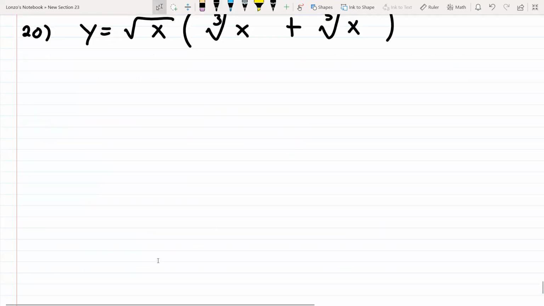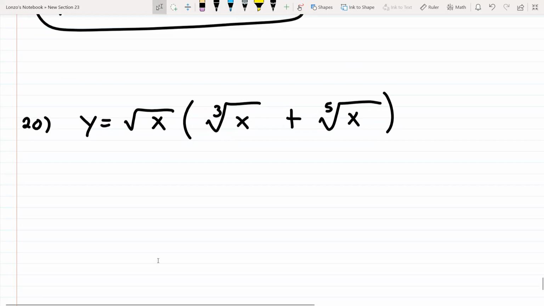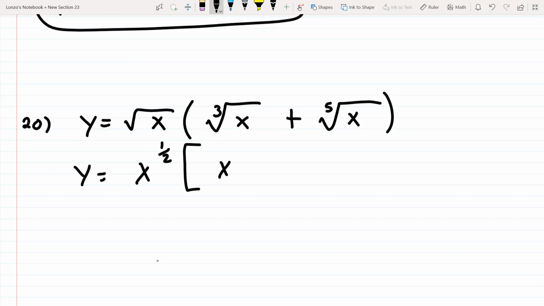Okay, last one, 20. What I would do is write out everything as a power and then FOIL it out. And then I think the best thing you would do is just take the derivative of each term. So what I mean is radical x could be expressed as x to the 1/2, and the cube root of x is the same thing as x to the 1/3, plus the 5th root of x is equivalent to x to the 1/5. And then FOIL it out.